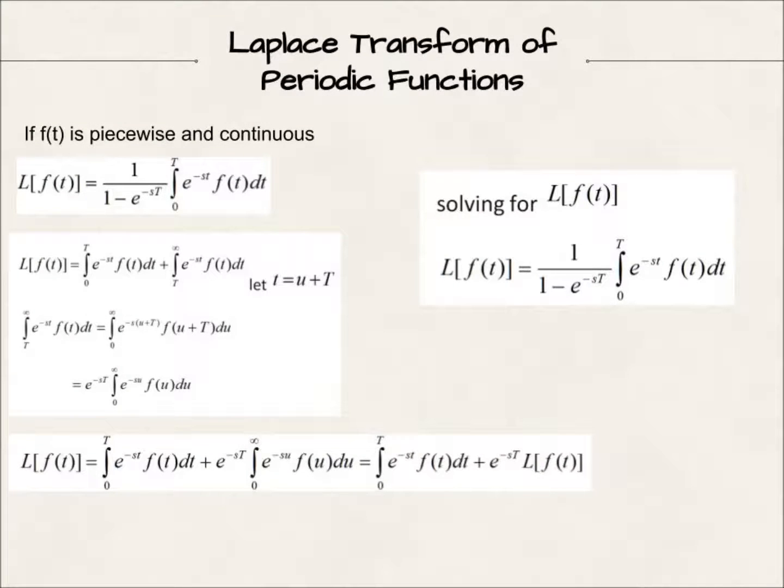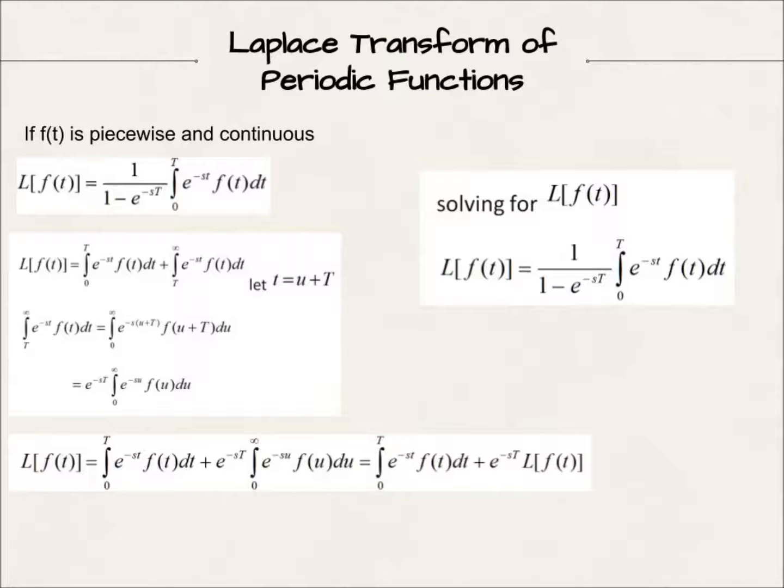Let us now talk about the Laplace transform of periodic functions. If f of t is piecewise continuous on the interval 0 to infinity, of exponential order, and periodic with period T, then the Laplace transform of f of t is defined as 1 over 1 minus e power negative sT times the integral from 0 to T of e power negative st times f of t dt.